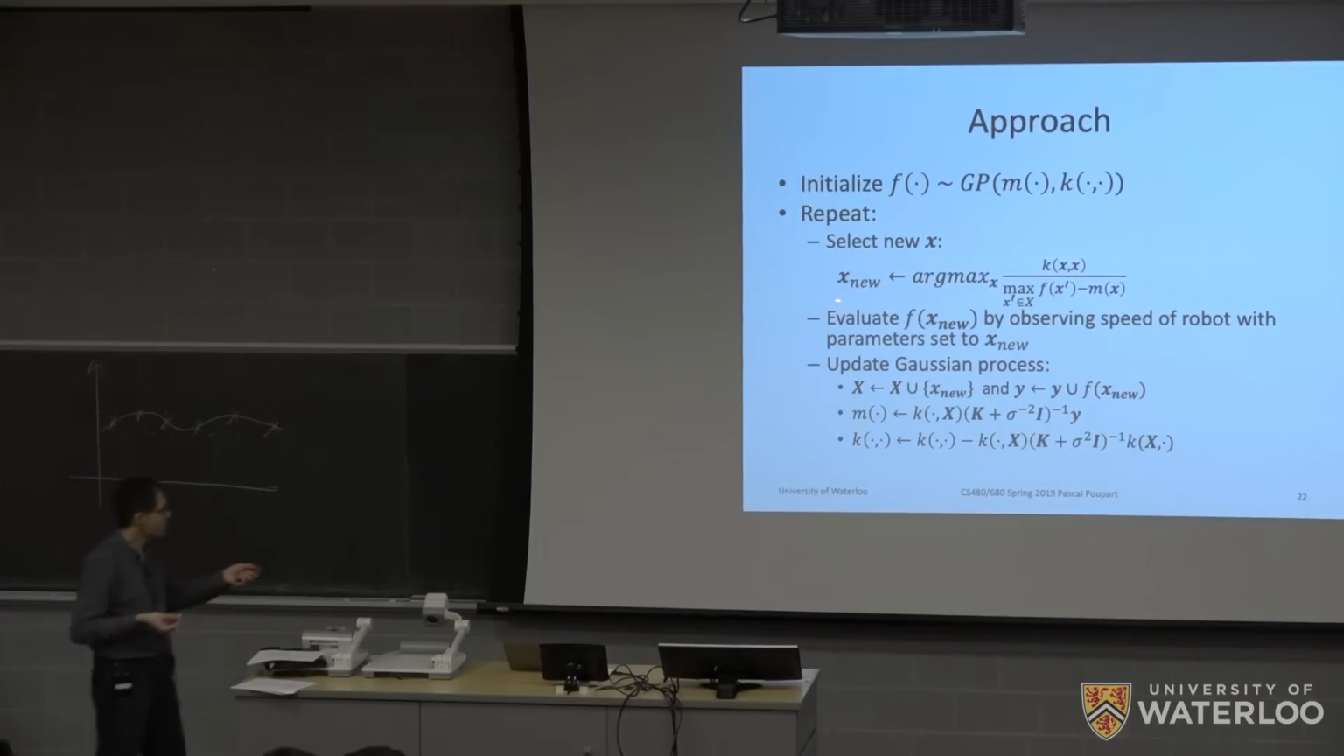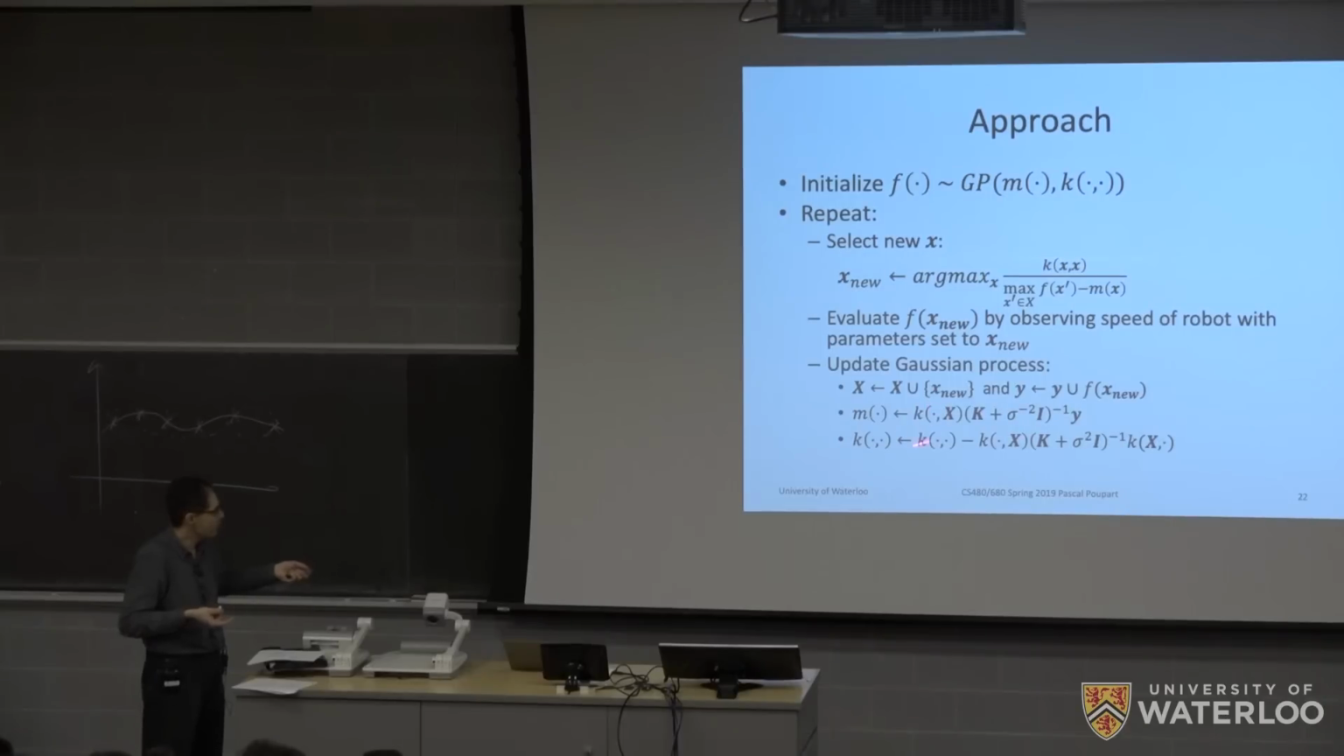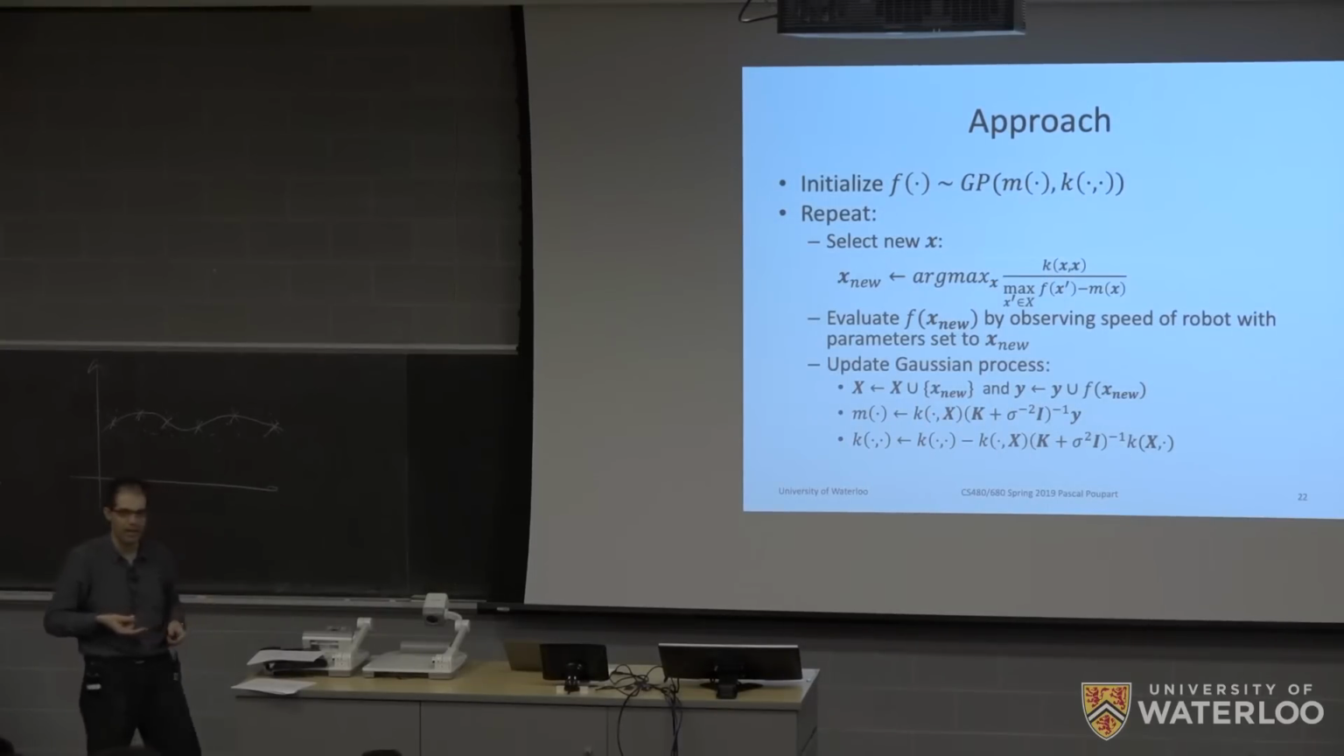Okay, so once you select a new x, then these are the parameters that you input to the robot. And then you carry out the experiment. You observe what is the speed. And then you can update the Gaussian process. So when I updated after observing a data point and redrew the curve, for the mean and plus and minus 1 standard deviation, implicitly it was done by using those equations. Okay, so the mean is revised in this fashion, and then the covariance function is revised based on that.